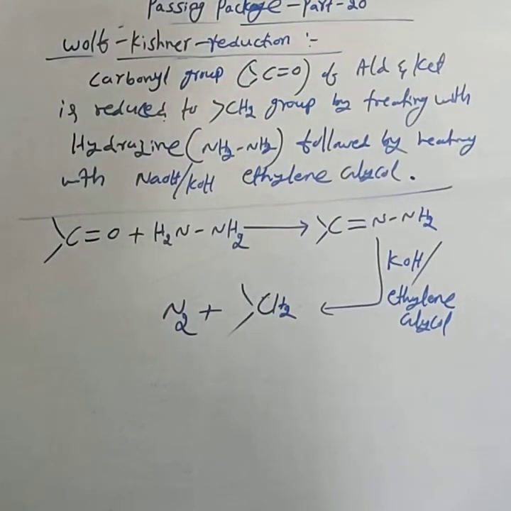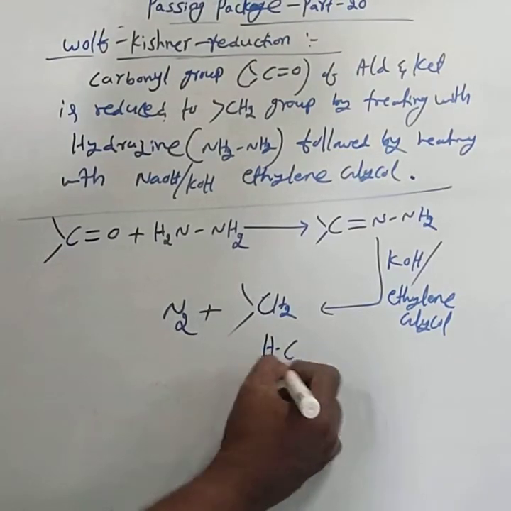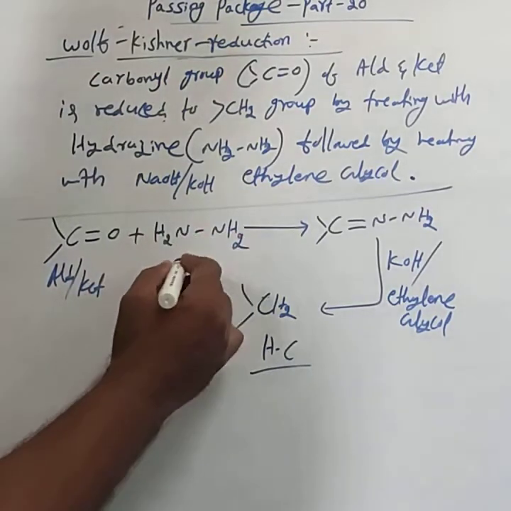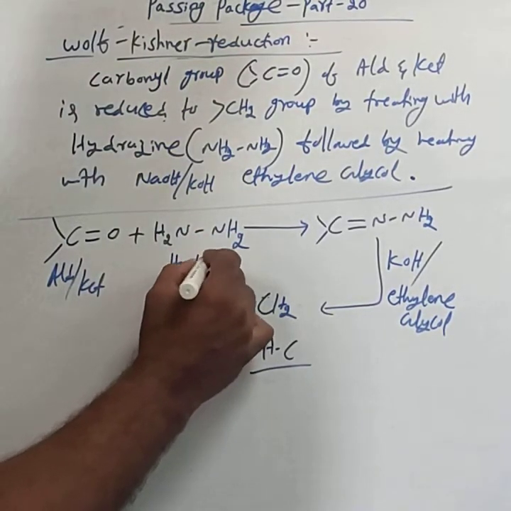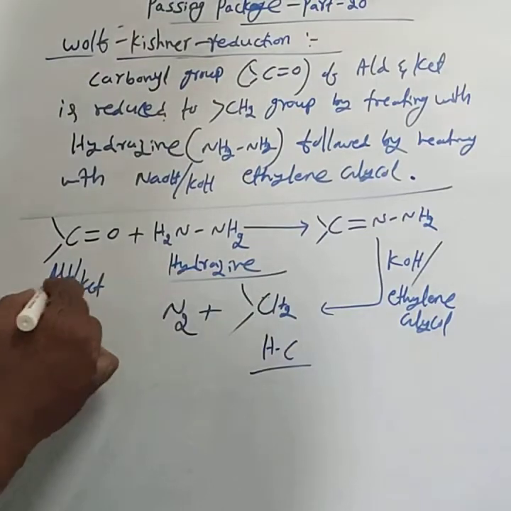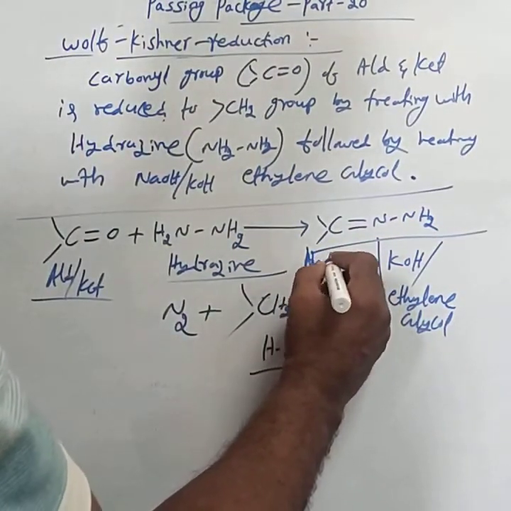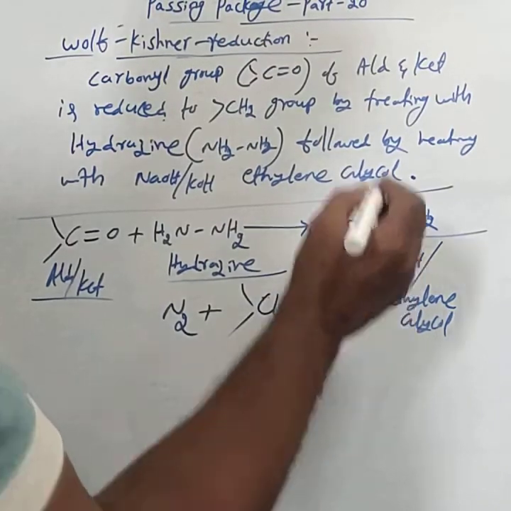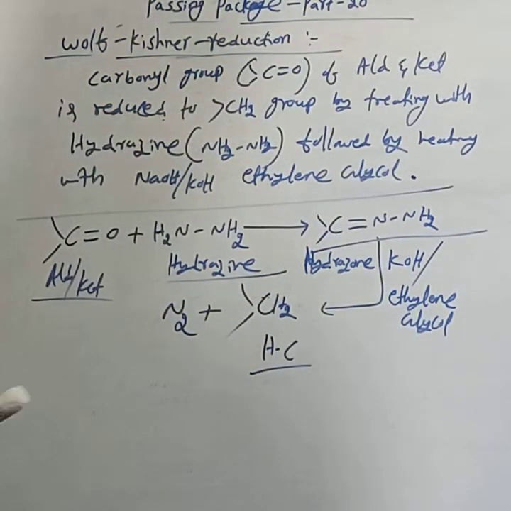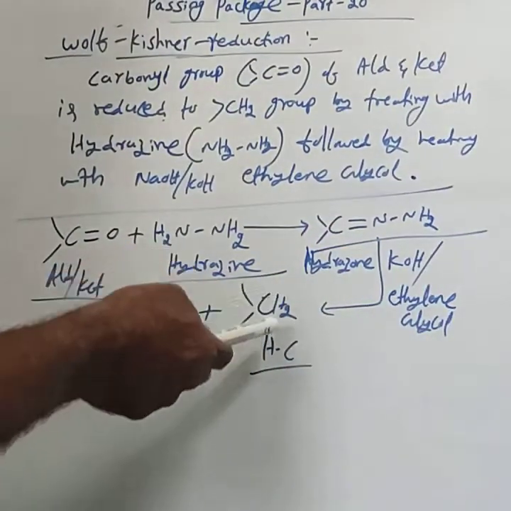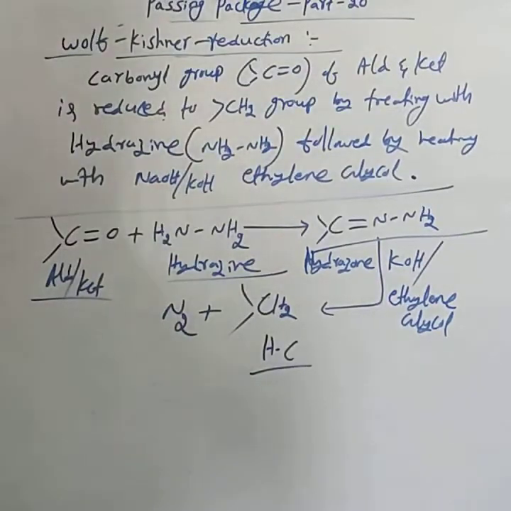This is the general equation for Wolff-Kishner reduction. This one is a hydrocarbon. This is an aldehyde or ketone. Then NH2NH2 is called hydrazine. The intermediate name is a hydrazone. The hydrazone is then treated with KOH or NaOH in ethylene glycol, and we get the hydrocarbon. This reaction is called Wolff-Kishner's reduction.